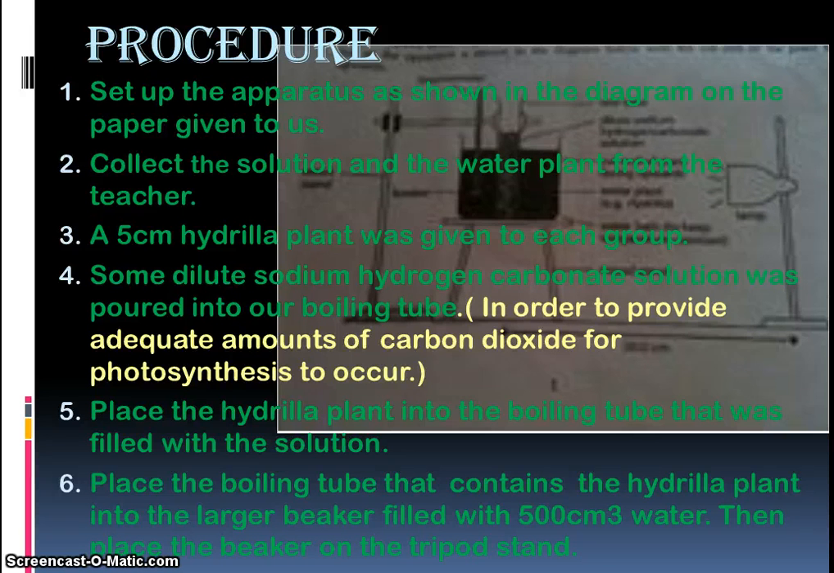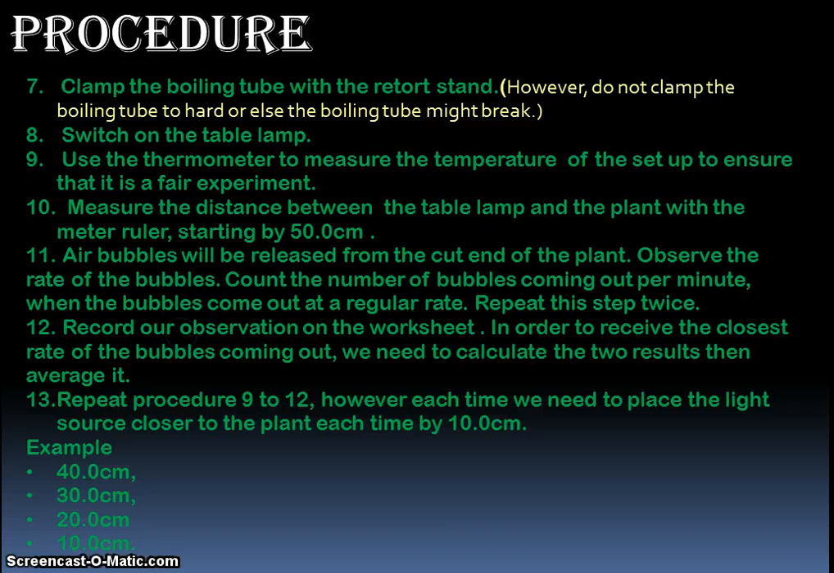Third, a 5 cm hydrilla plant was given to each group. Some dilute sodium hydrogen carbonate was poured into our boiling tube. Place the hydrilla plant into the boiling tube that was filled with the solution. Place the boiling tube that contains the hydrilla plant into the larger beaker filled with 500 cm³ water. Then place the beaker on the tripod stand. Clamp the boiling tube with the retort stand. However, do not clamp the boiling tube too hard or else the boiling tube might break.